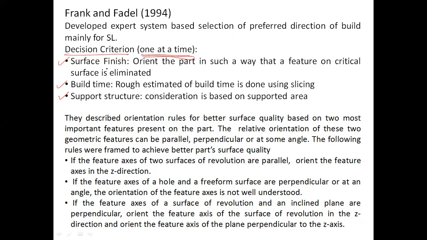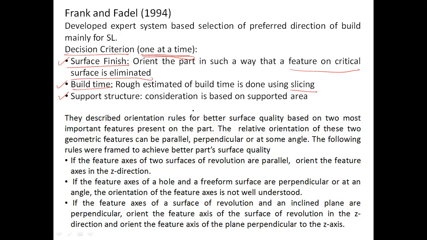So surface finish has to be oriented in such a way that a feature on the critical surface is eliminated. That any critical surface, if it has a feature, that feature will not be taken into consideration. What you have to think about is minimum cusp height. So surface finish is related to minimum cusp height. Now, when you talk of build time, the build time is basically related to slicing. So the rough estimation of build time is done using the number of slices and the time taken for each slice to be fabricated.